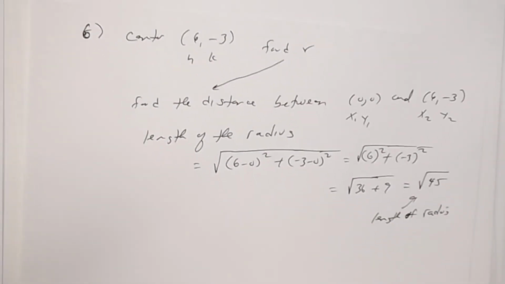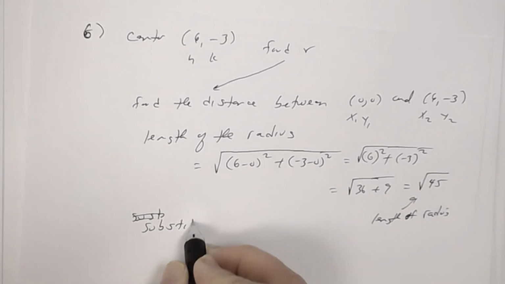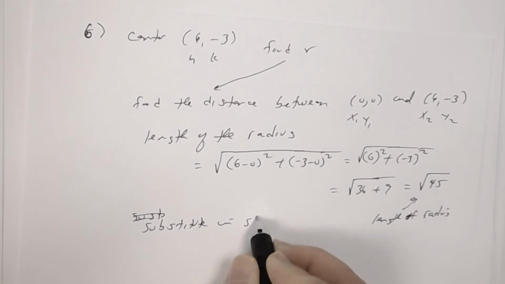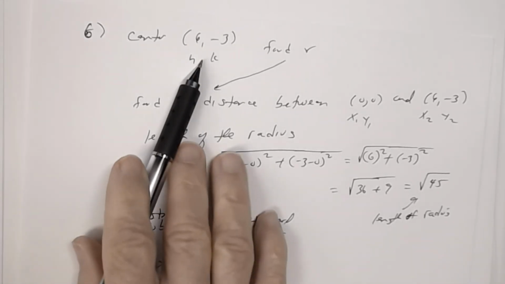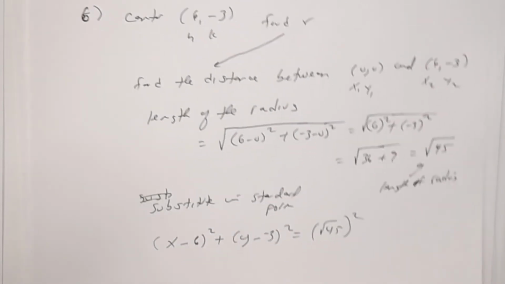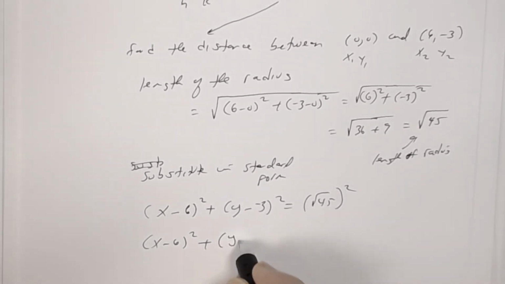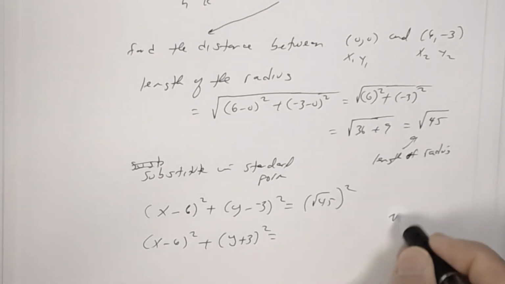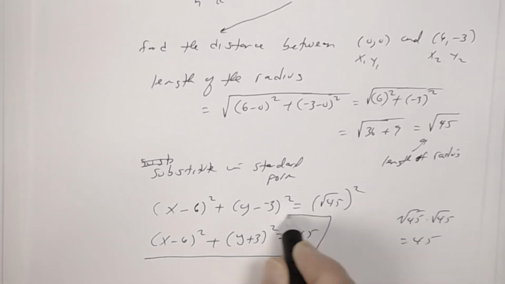Now, let's substitute all this information into standard form. Okay, so here we go. x minus h, which is 6, squared, plus y minus k, which is negative 3, squared, equals the length of the radius squared. Now rewriting this, we get x minus 6 squared plus, and then again, y subtract a negative 3 means y plus 3 squared, equal, and then the square root of 45 times itself is 45. And so that's the answer to that one.